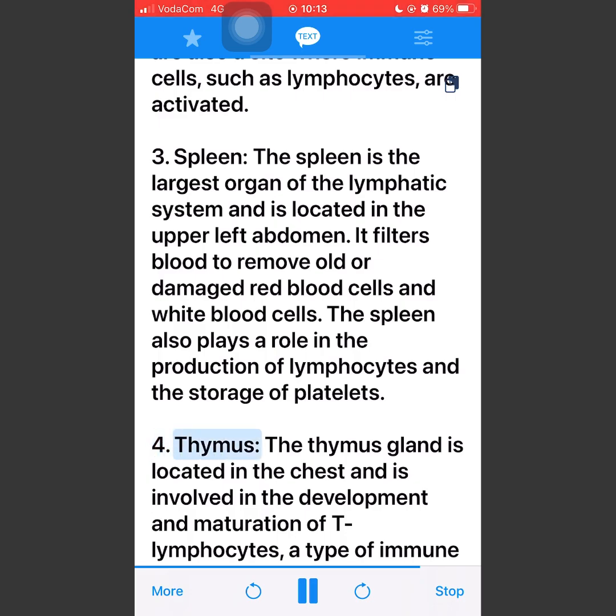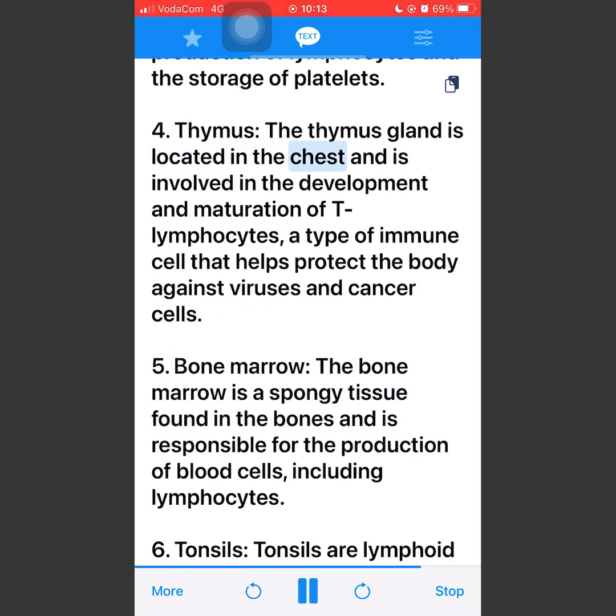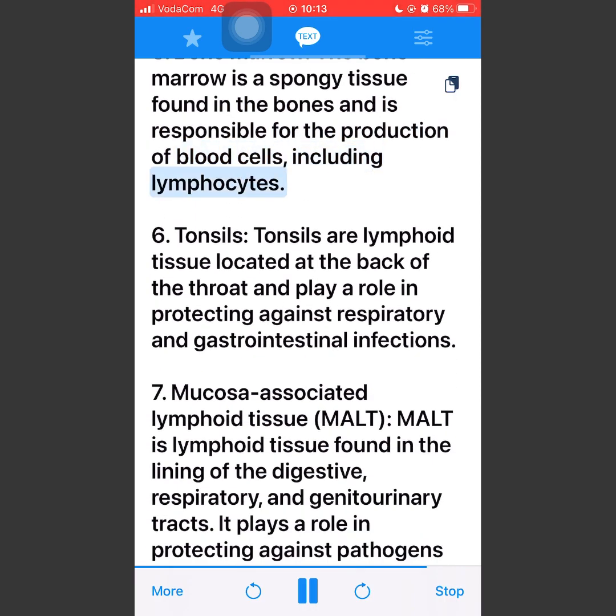4. Thymus. The thymus gland is located in the chest and is involved in the development and maturation of T lymphocytes, a type of immune cell that helps protect the body against viruses and cancer cells. 5. Bone marrow. The bone marrow is a spongy tissue found in the bones and is responsible for the production of blood cells, including lymphocytes.